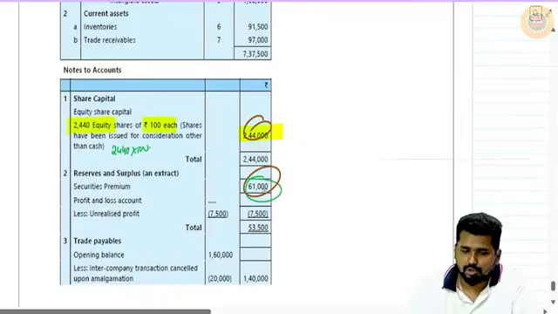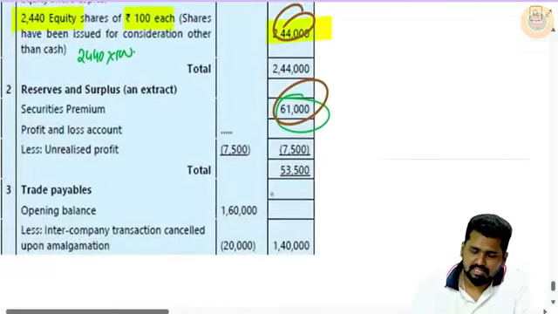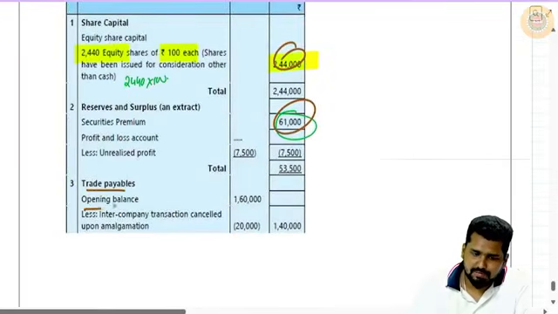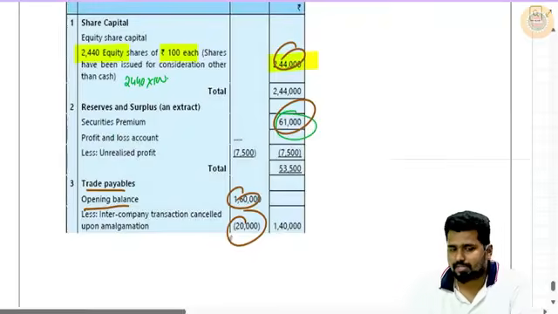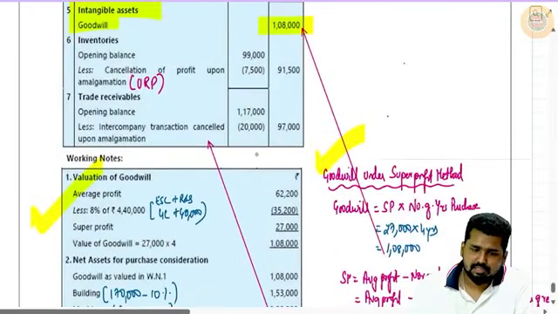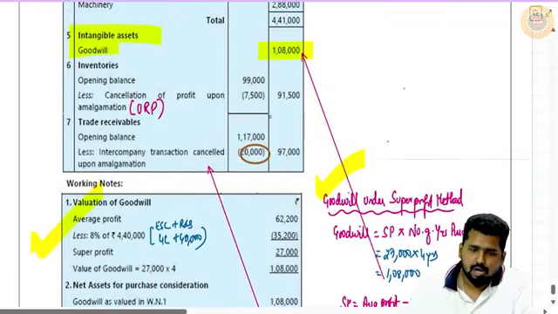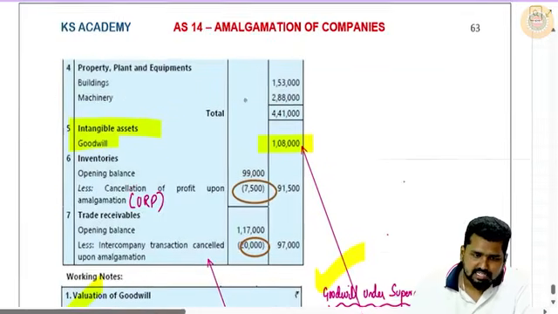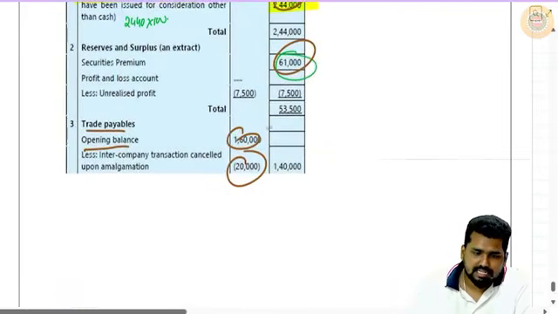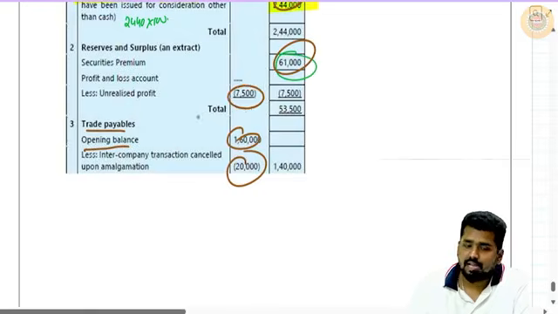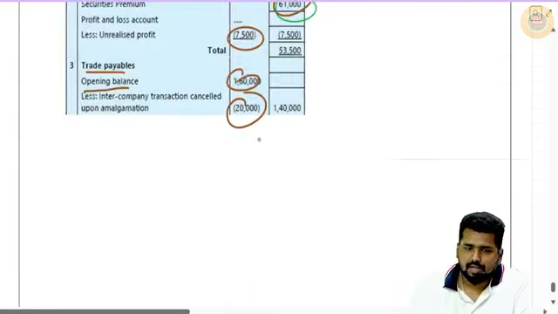Securities premium would have understood. Only thing you have to understand is, even you would have understood what are trade payables opening balance, the mutual owings you have to subtract. Similar to that, trade receivables also mutual owings you have to subtract. 20,000 as per the question subtracted. Correct? What you have to understand is this unrealized profit. This unrealized profit which you have to subtract from what? Reserves and surplus. Clear?